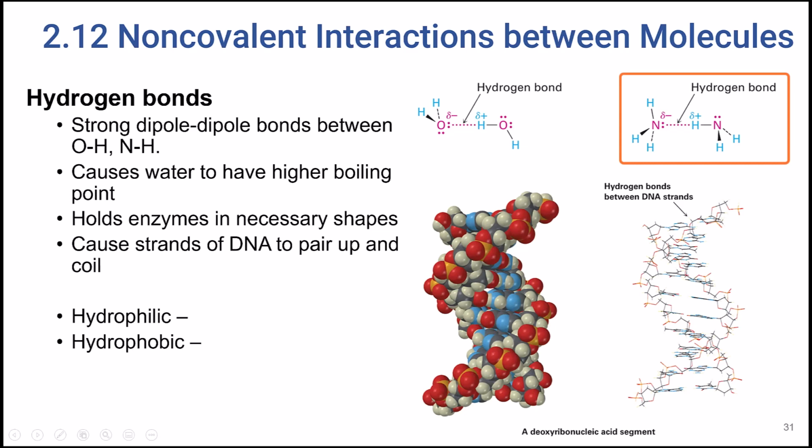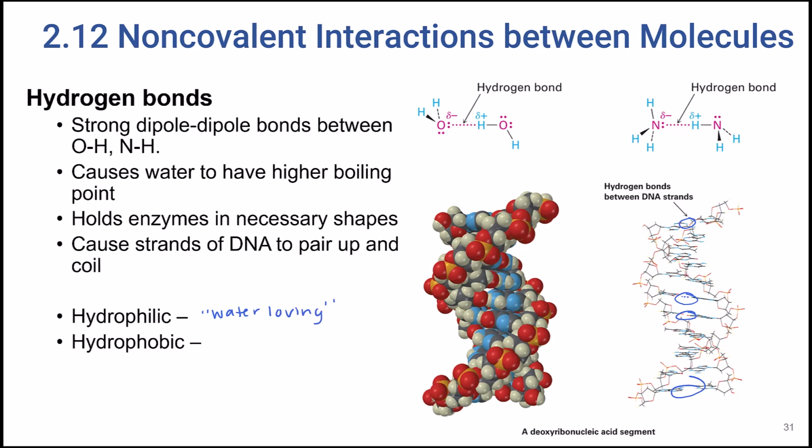These hydrogen bonds cause water to have higher boiling points, and also other compounds that have hydrogen bonding interactions. We also see hydrogen bonds in enzymes, which holds enzymes together. These hydrogen bonds also cause our strands of DNA to pair up and then coil to form the helix. And with that, we also see on our right here, there's a strand of DNA, and it forms this ladder here. There's hydrogen bonds in between each of these that we can't see. Something that is hydrophilic is water-loving, which are hydrogen bonds, and hydrophobic things are water-fearing.